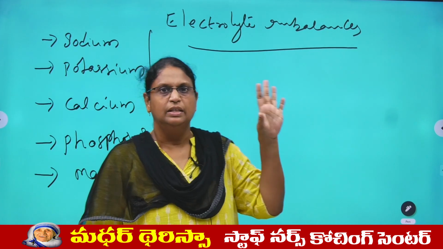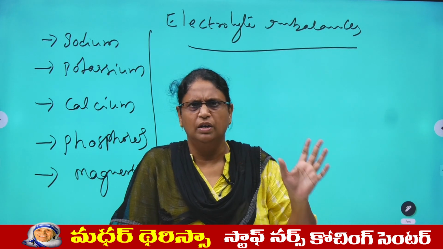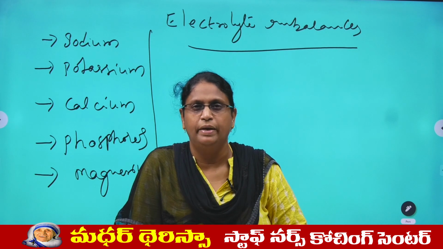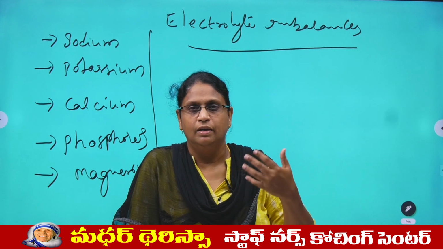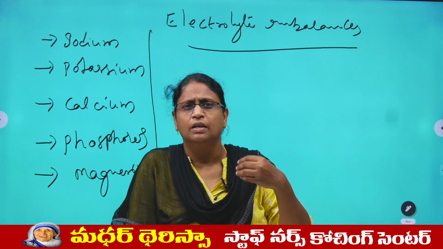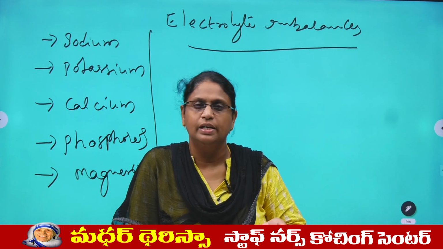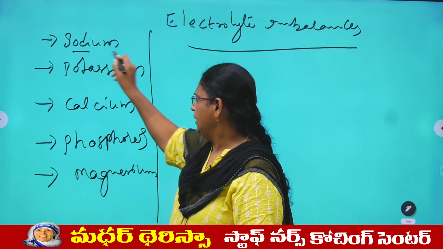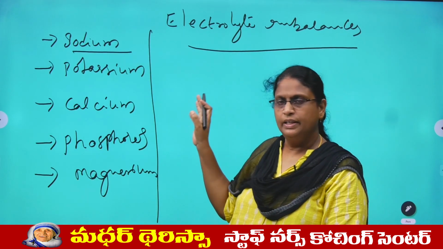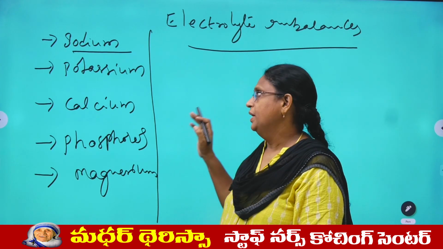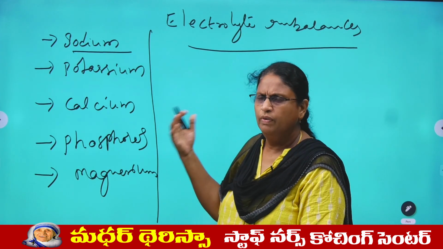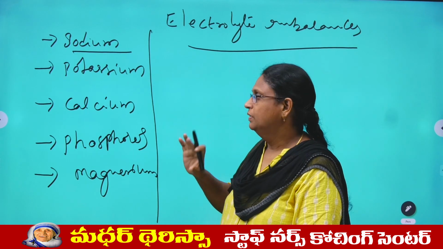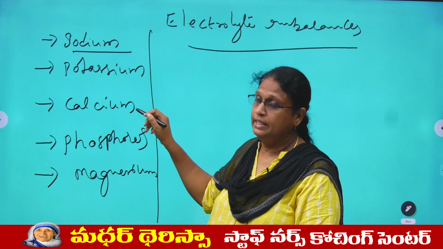Normal serum levels should be maintained in the blood circulation. In case the normal serum level is not maintained, there may be a disturbance because of many reasons. The levels of these electrolytes may increase or decrease. If we take sodium as an example, if the serum sodium level is decreased, we call it hyponatremia. If the serum sodium level increases, it is called hypernatremia. The words hypo and hyper are used for decreased and increased levels.